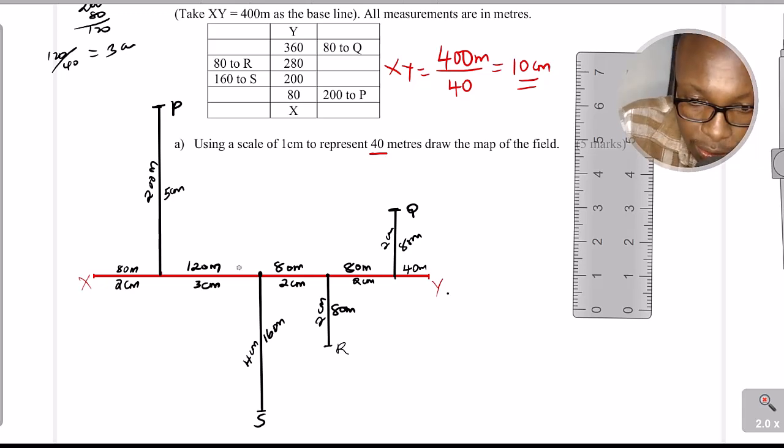And kindly ensure that all these are 90 degrees. All these are right angles. So now you can see the measurements, indicate those measurements here.